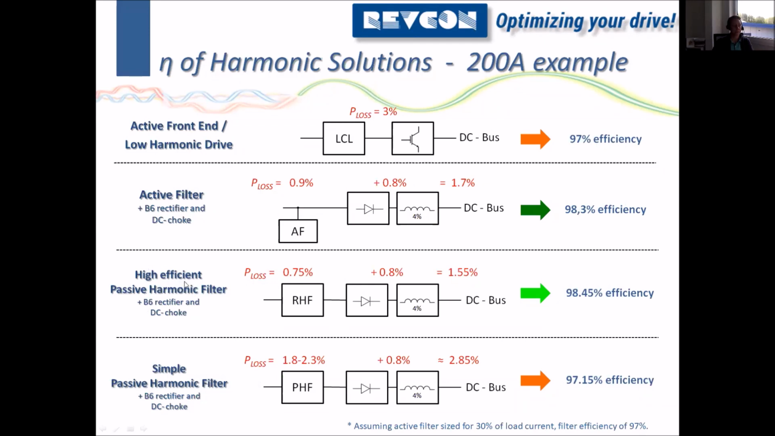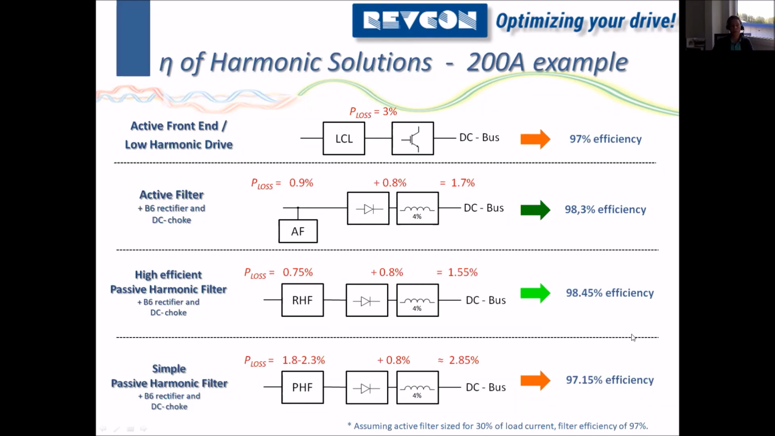If we use a high efficiency passive harmonic filter, we have 0.75%, that's the average between 99% and 99.5%. And then we add the plus 0.8% for these two components, diodes and this inductor, so 1.55% leads to 98.45% efficiency. And a simple harmonic filter, depending on whether they use the RC circuit or what kind of internal setup they have, can reach up to 2.85% losses, meaning 97.2% efficiency.